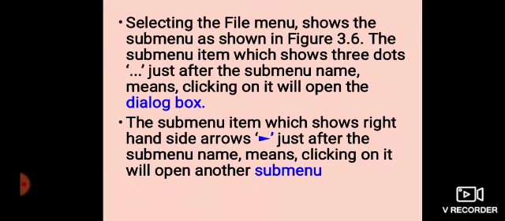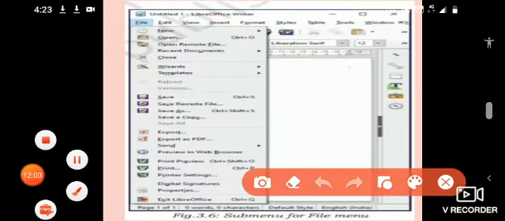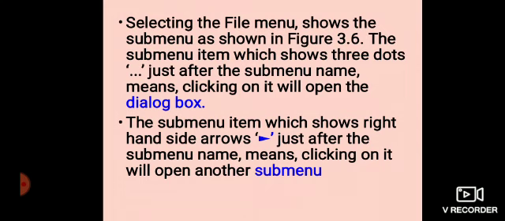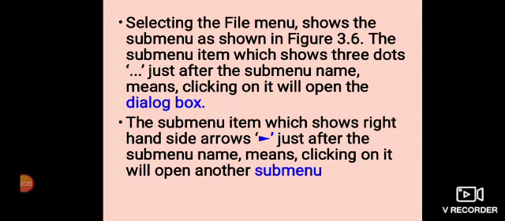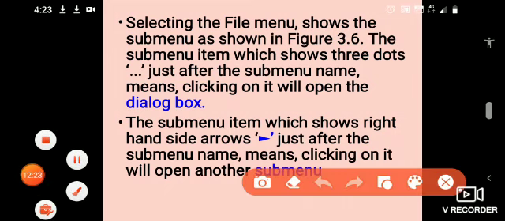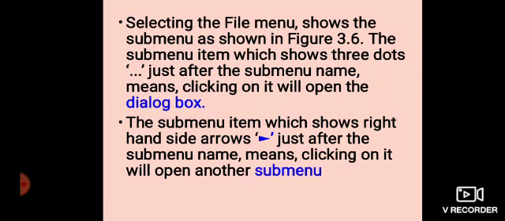The submenu item which shows three dots. See, in file menus, few menus have got three dots onto it. What does it refer to? These three dots in the file menu means clicking on it will open the dialog box. When you click on that, it will open a dialog box. If suppose that menu has got three dots, it opens into a dialog box. If that menu has got a small arrow mark like this, on the right-hand side, then it means that it is going to open with a submenu. Understood?